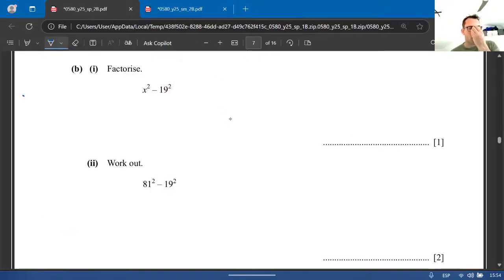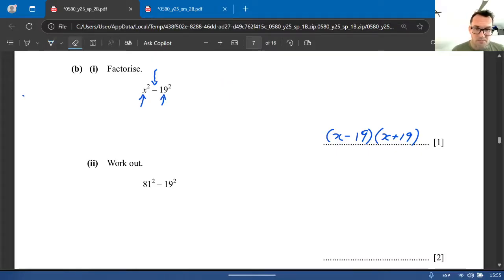Factorising. Remember, if this is a square number or something squared, and this is a square number or something squared, and there's a minus in the middle, that is the easy thing. You just square root the x squared, which is x, square root the 19 squared, which will be 19, and you put a minus, and you put a plus. It only works if both numbers are something squared, a square number, and there's a minus in the middle, okay, because look what happens.